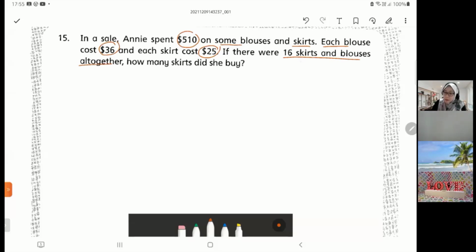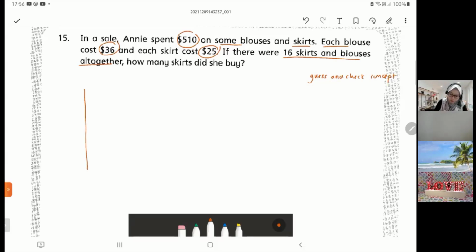These 16 skirts and blouses means the total number of blouses and skirts in total that Annie bought is 16. But individually, how many blouses, how many skirts, I do not know. What concept can this be? It will be the classic guess and check concept. Okay, you did this concept since you are in P3.